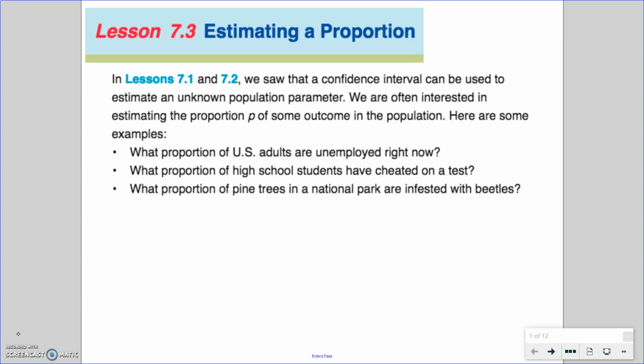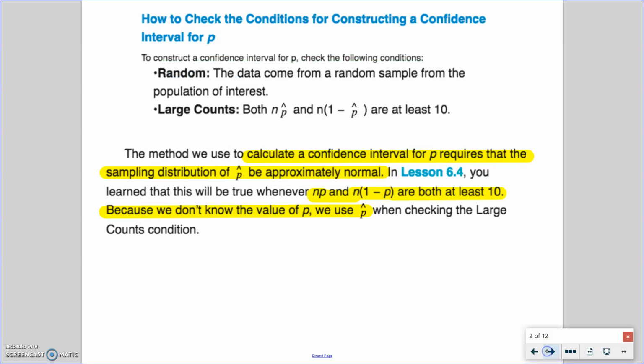What proportion of high school students have cheated on a test? Again, we could get a sample. We could ask a survey and make it anonymous and say, hey, have you ever cheated on a test? But we don't know the true number. What proportion of pine trees in a national park are infested with beetles? You're not going to go to literally every single pine tree in a national park and say, yes, it's infested, no, it's not. It's too time consuming. It costs money. It'd be much better to take a couple random trees throughout the national park and make an estimation. So that's what we were talking about with these confidence intervals.